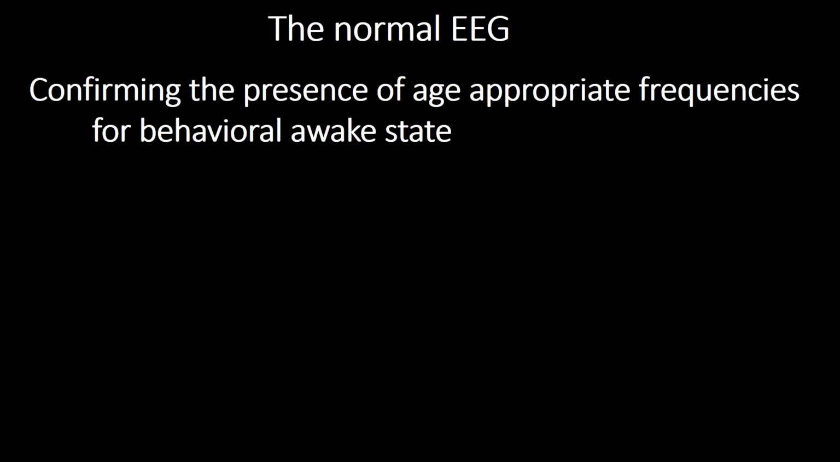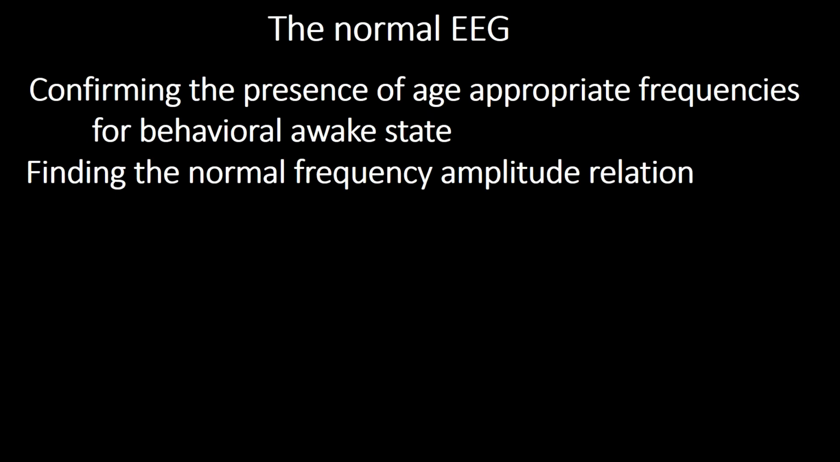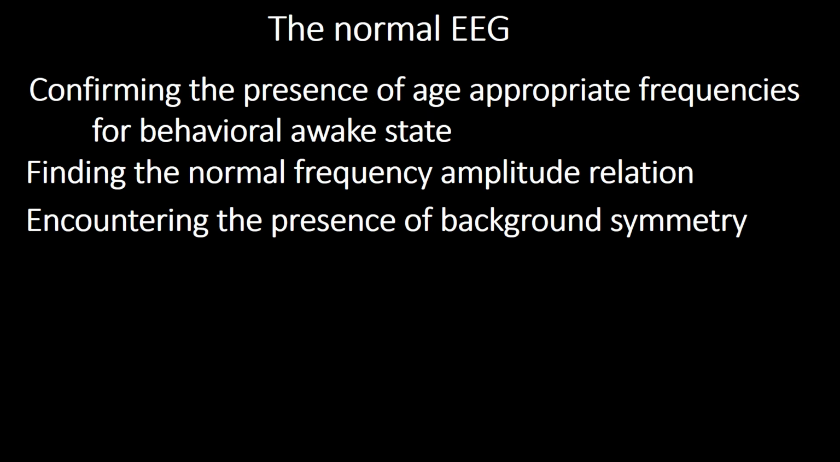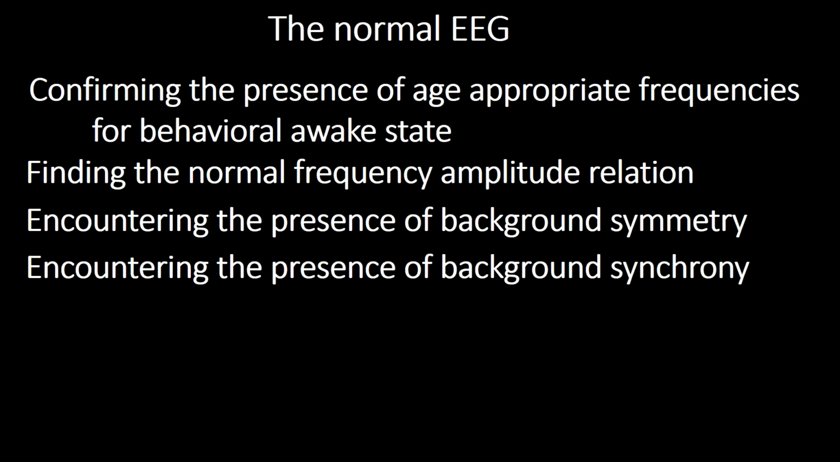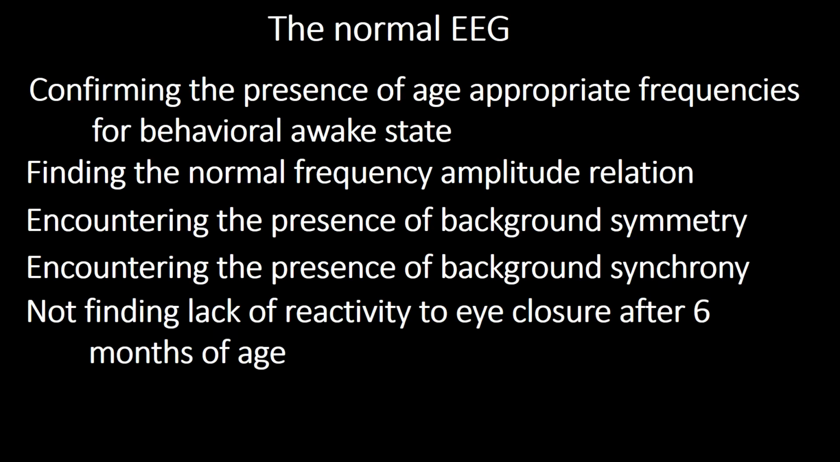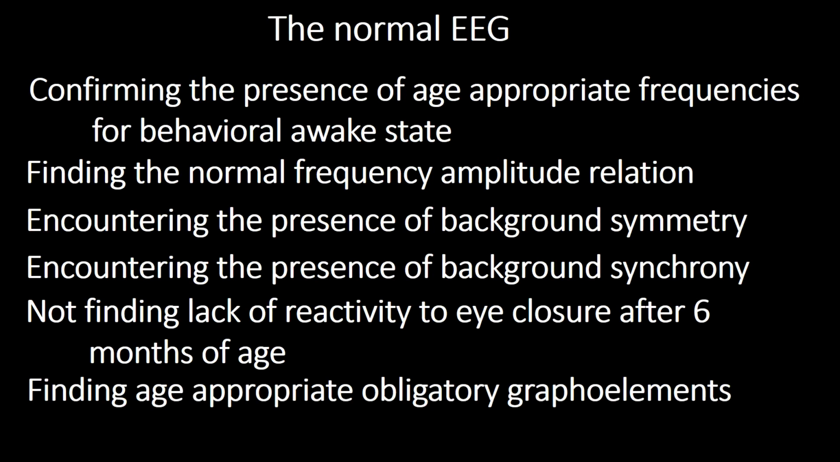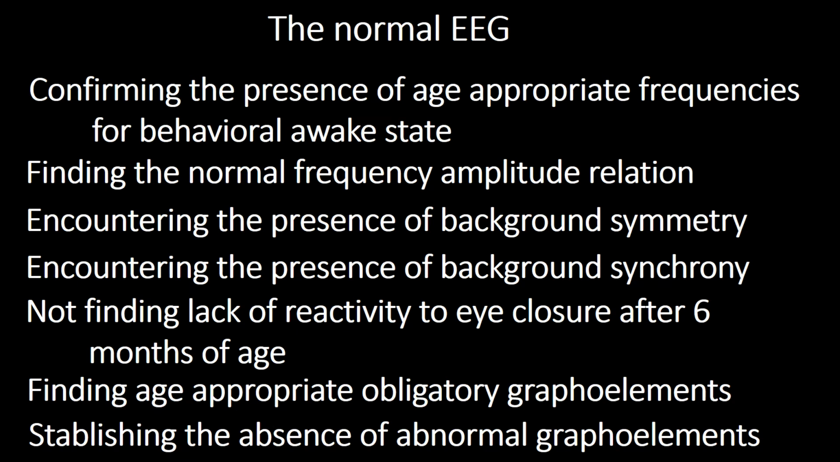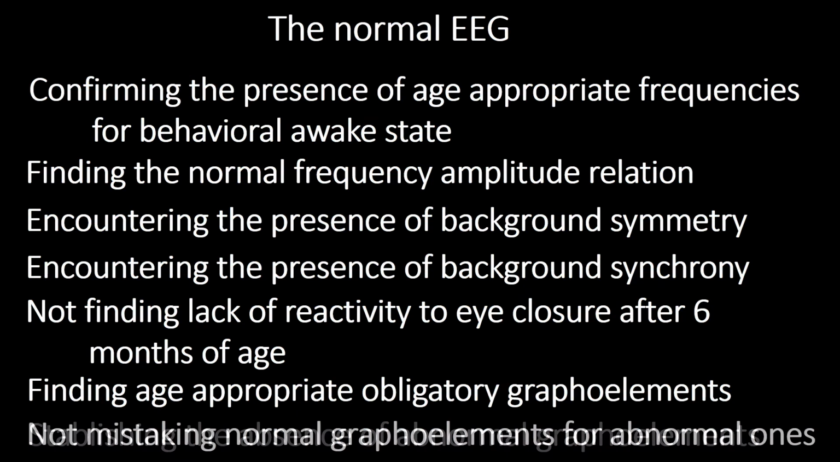Calling an EEG normal includes confirming the presence of age-appropriate frequencies for behavioral awake state, finding the normal frequency amplitude relation, encountering a symmetric background, encountering background synchrony, not finding lack of reactivity to eye closure after 6 months of age, finding age-appropriate obligatory graphoelements, and establishing the absence of abnormal graphoelements. This latter principle often implies not mistaking normal graphoelements for abnormal ones.